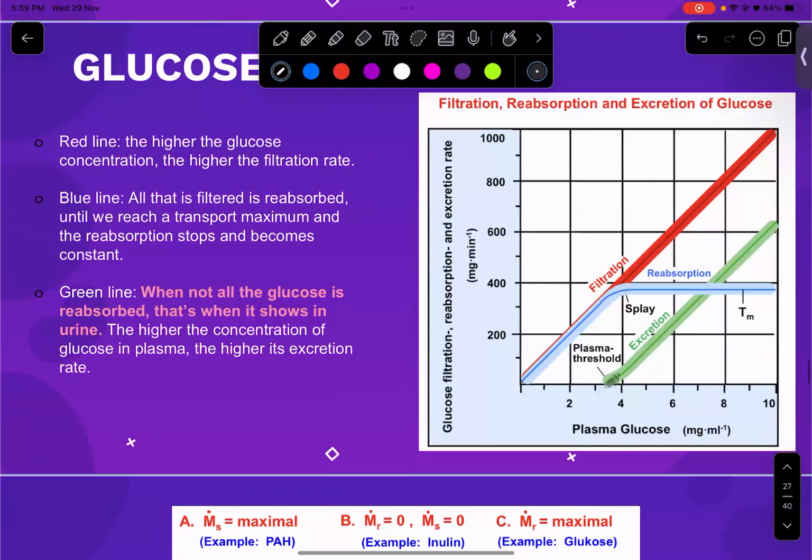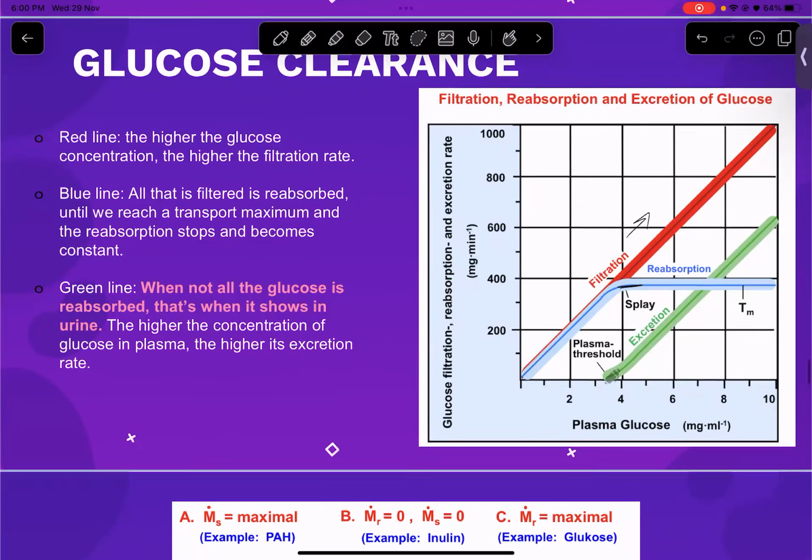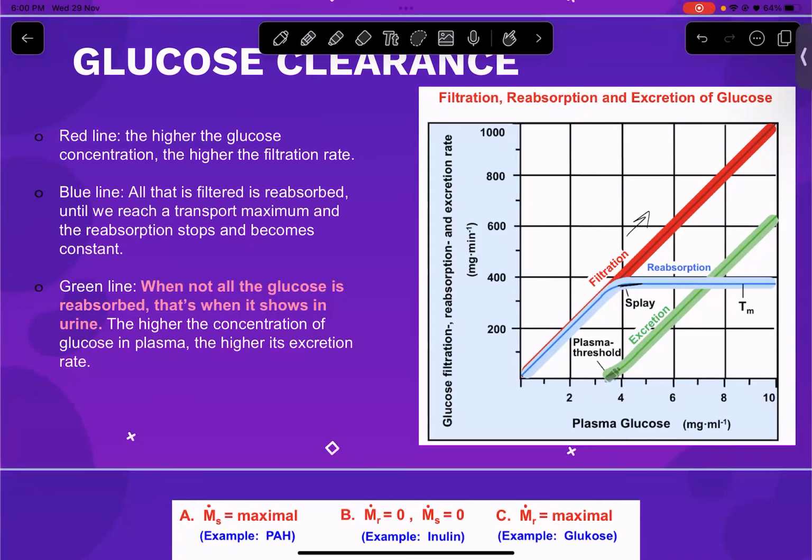Again, if we take this into a graph form, filtration is in red, so the greater the glucose concentration in the plasma, the greater the filtration will be. Reabsorption will also increase as the plasma concentration increases, but at some point it might reach a transport maximum and become stagnant and form a plateau. And excretion only ever starts when the reabsorption hits a plateau, because when not all the glucose is reabsorbed, that's when it shows in the urine. That's when it starts being excreted. And the higher the concentration of glucose in the plasma, the higher its excretion rate.